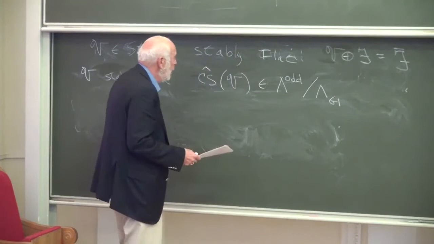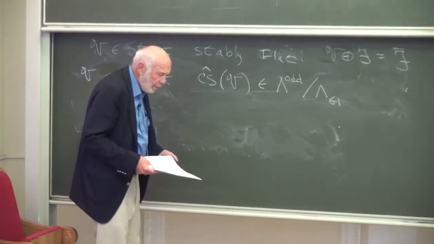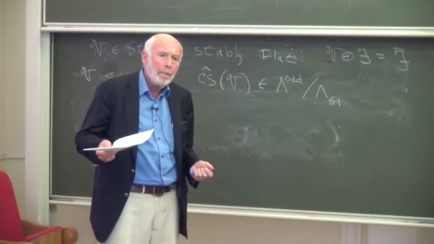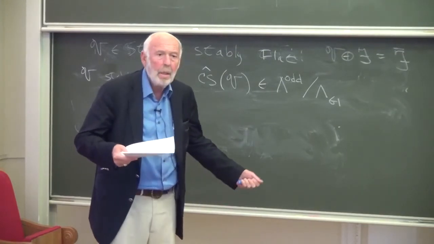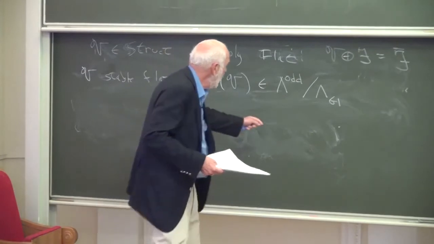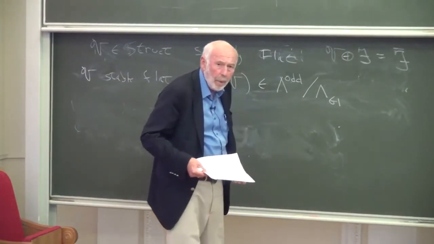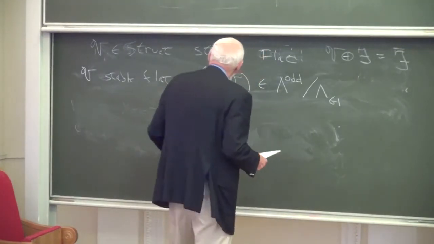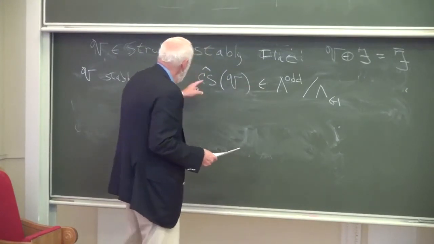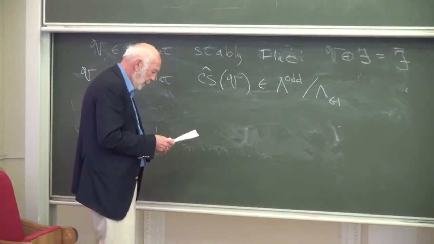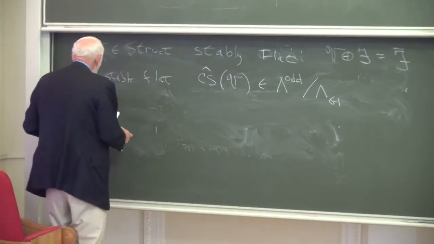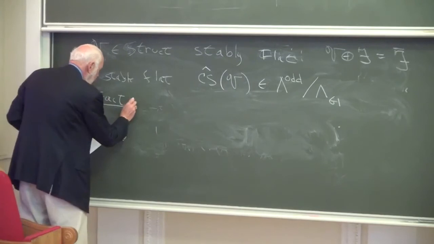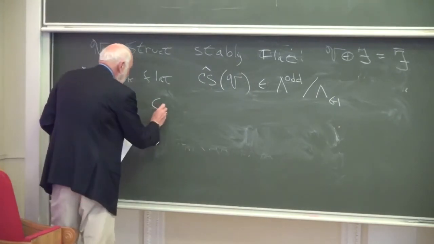Because it's stably flat, suppose it was actually flat. And I take a connection, I take another one, they're related by a G, map into the group, and I'm going to get something in here when I take the CS term. So if I want to forget about these things, I can actually do this for all stably flat. And here is another fact, which is pretty important. In fact, it's very important. That this map, CS hat.